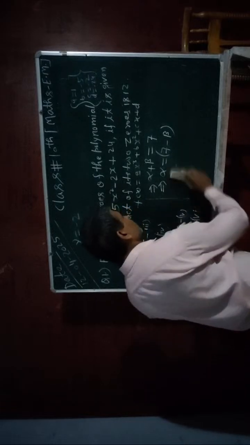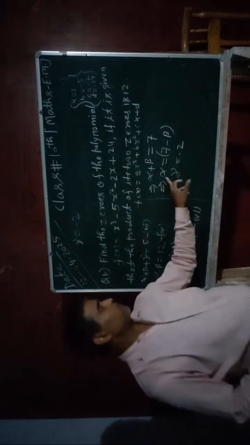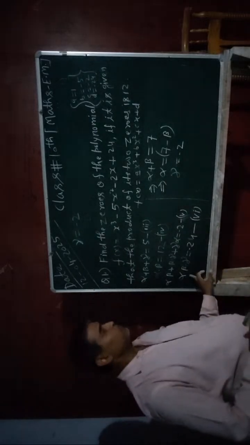The value of gamma which is given, that is gamma is equal to -2. So I will put the value of alpha and gamma in equation 6.